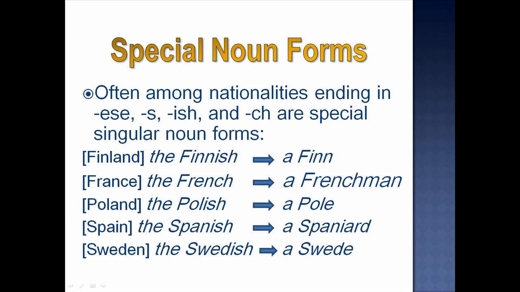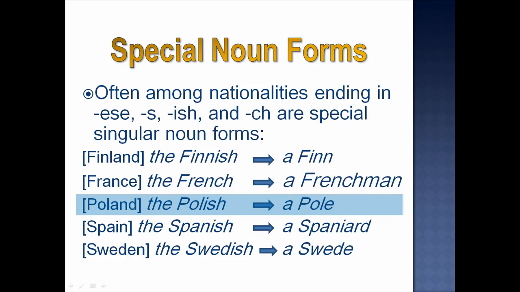Finally, let me call attention to some special noun forms. Often among nationalities ending in "-es", "-s", "-ish", and "-ch" are special singular noun forms. For example, people from Finland can be referred to as the Finnish, but one person is a Finn. People from France we can call the French, but one person is a Frenchman.